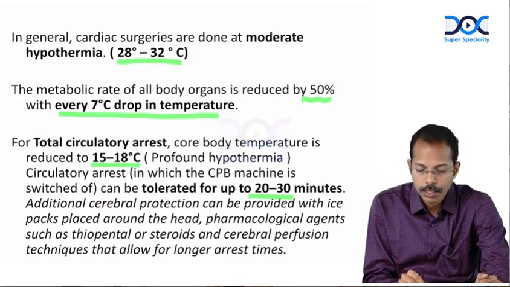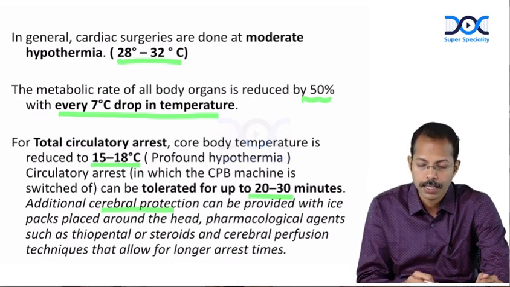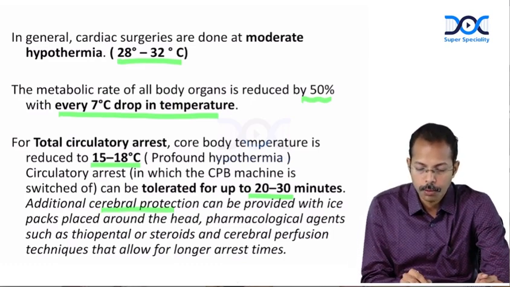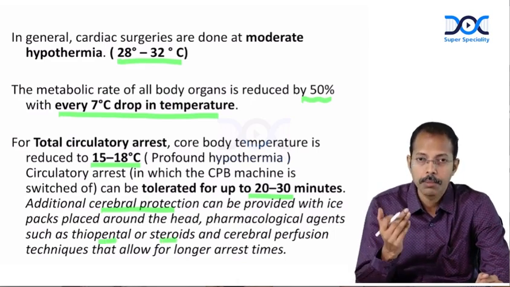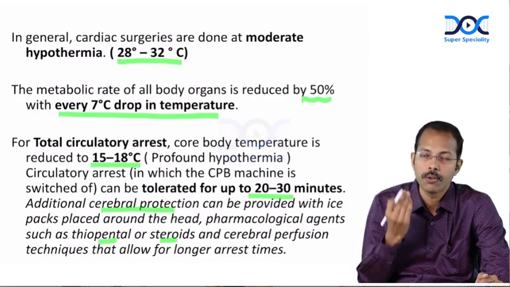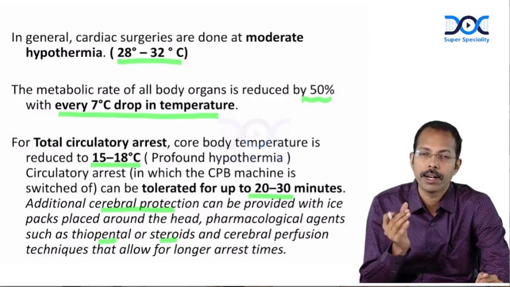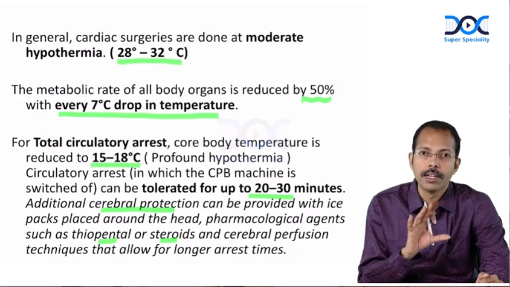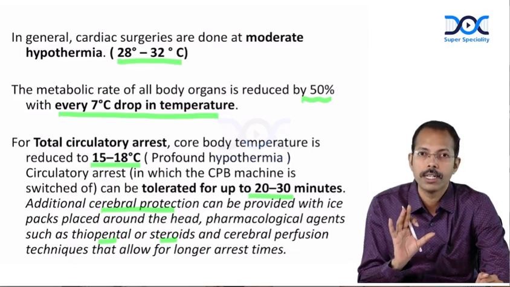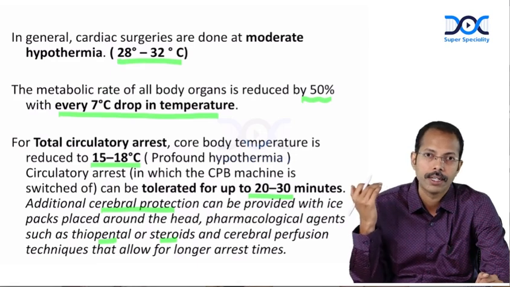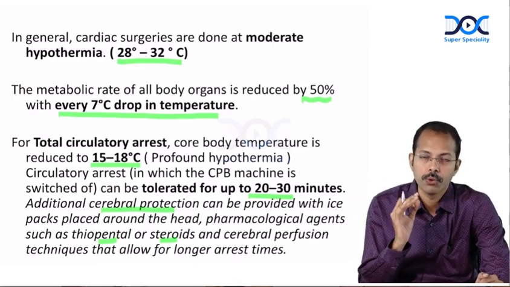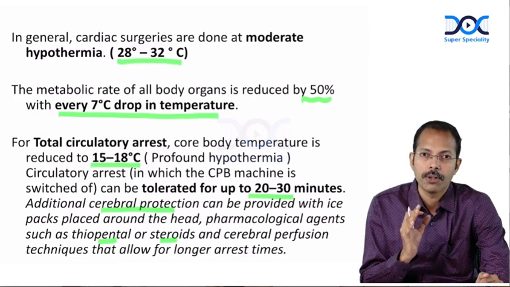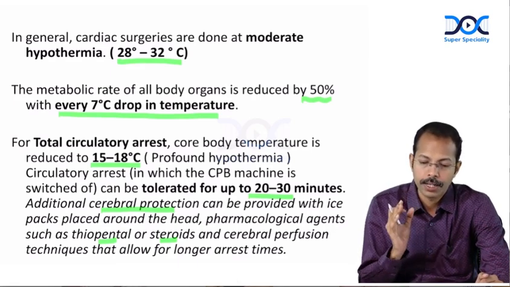And apart from that, cerebral protection is very important. This can be provided by placing ice packs around the head, and we can also use thiopentol. We can use steroids, right? And we can also use antegrade cerebral perfusion by using a separate carotid cannulation, maintaining say 500 ml of blood per minute. Like that, we can maintain antegrade cerebral perfusion selectively in conditions where we are planning for deep hypothermia. That is all at a higher level at your stage. So from the MCQ point of view, you should learn that to achieve a circulatory arrest, we can reduce the temperature.